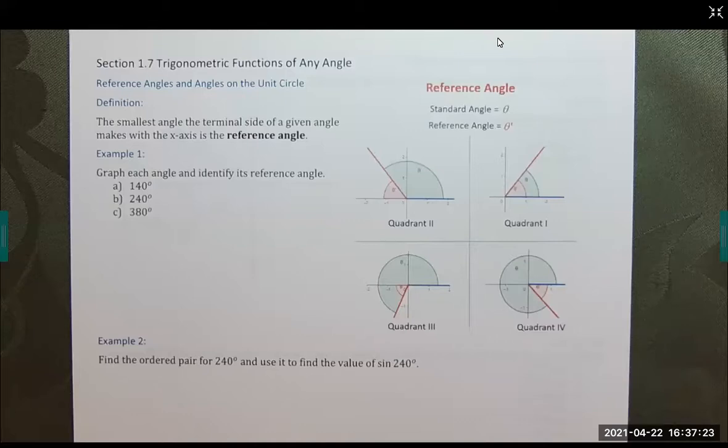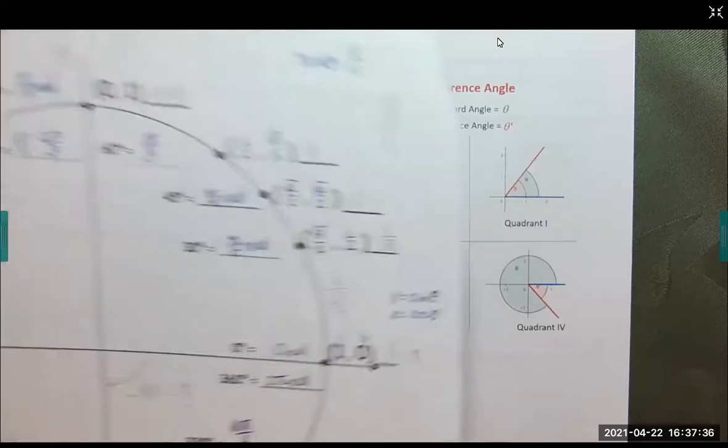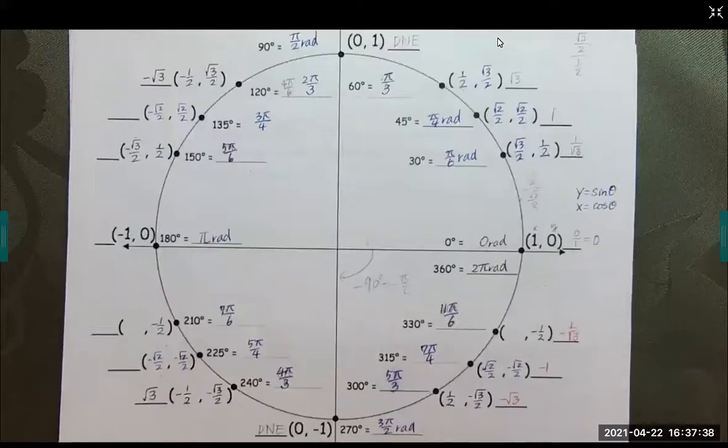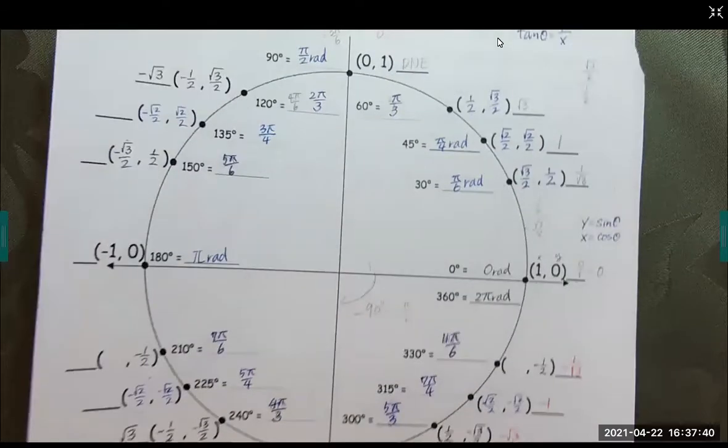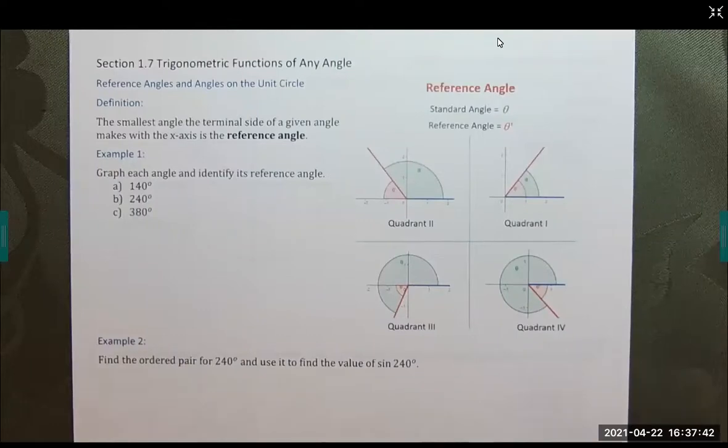All right, today we are going to talk about the trig functions of any angle, of the entire unit circle actually. You may want to have your unit circle handy, either handmade or one that you got from the internet. Both ways are fine. So what we're going to talk about first are reference angles.